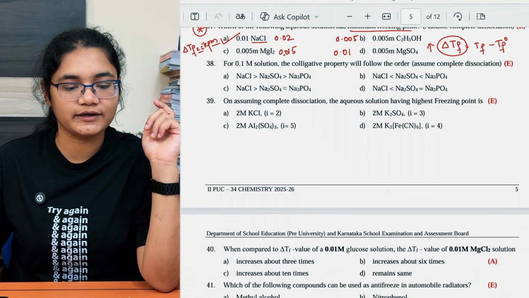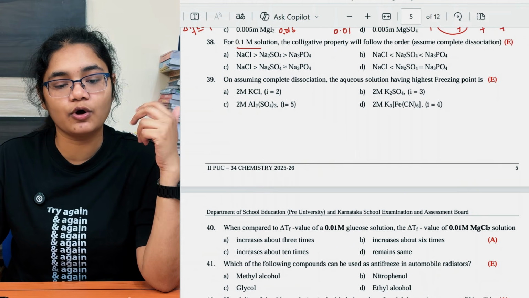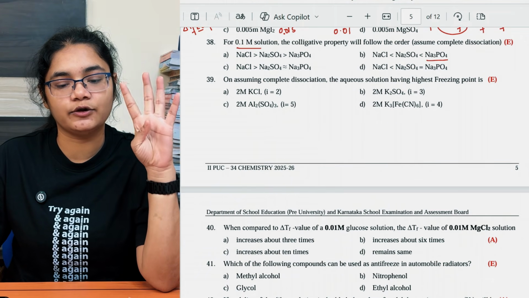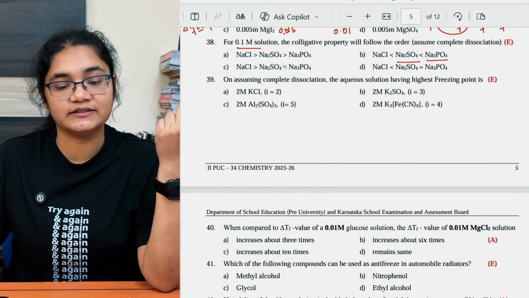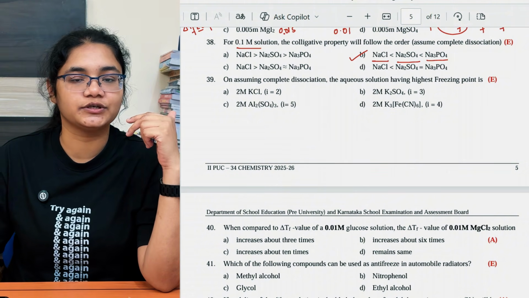Next, let's see the question. For 0.1 m solution, the colligative property will follow the order. Okay, so the i value you have to check. Here Na3PO4 i value is 4, Na2SO4 i value is 3, NaCl i value is 2. So obviously it is 2, 3 and 4. So option B here.